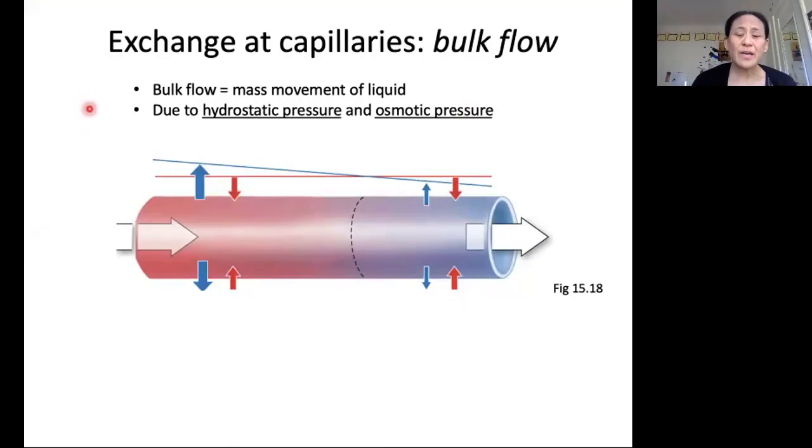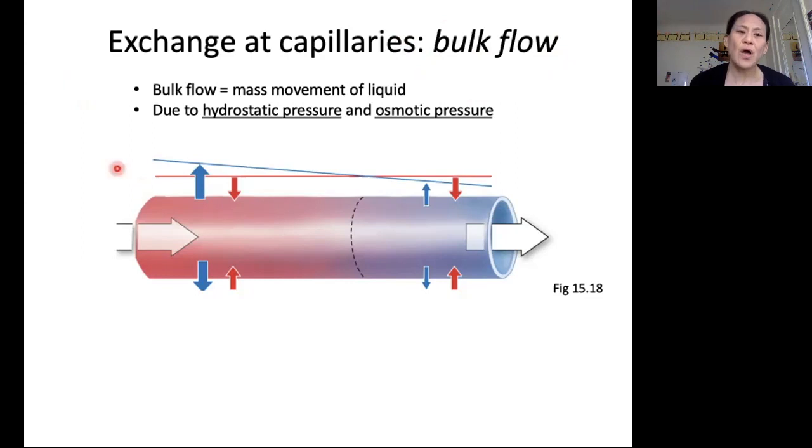Okay, so we've been talking about ways that solutes can make it across the capillary wall, either from the bloodstream into the surrounding tissue or vice versa. So far, I've talked about diffusion, which is how most solutes are going to cross the capillary wall. And I've also talked about transcytosis. Now I want to talk about our third method for materials to cross the capillary wall, which is bulk flow.